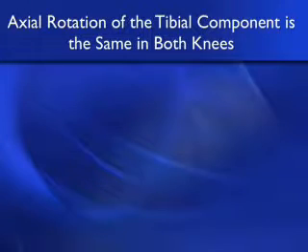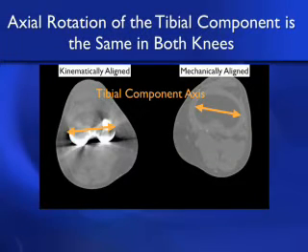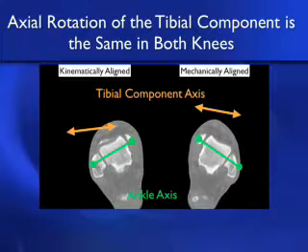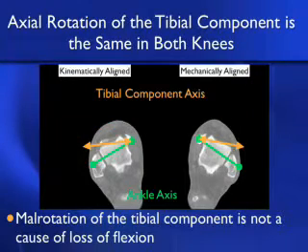And the same question arises about the placement of the tibial component on the tibia. And again, it's the same in both knees. If we define the major diameter of the tibial component and then project it down at the ankle, you can see that there is really no malrotation of the tibia on the tibial component or tibial component on the tibia, and that therefore is not a cause of loss of flexion. So therefore the whole malalignment issue here is in the coronal plane, not in the axial plane.